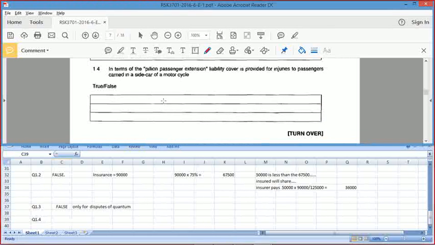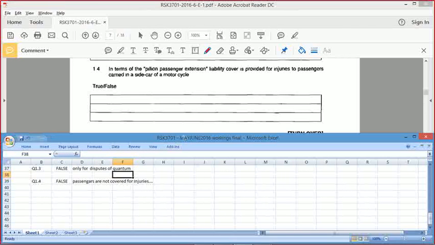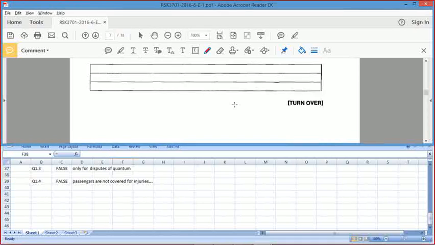1.4. Okay, here's that passenger thing again. In terms of the Papillion passenger extension, liability cover is provided for injuries. That's false. Passengers are not covered for injuries or death, unfortunately. Happy with that one? Yes.